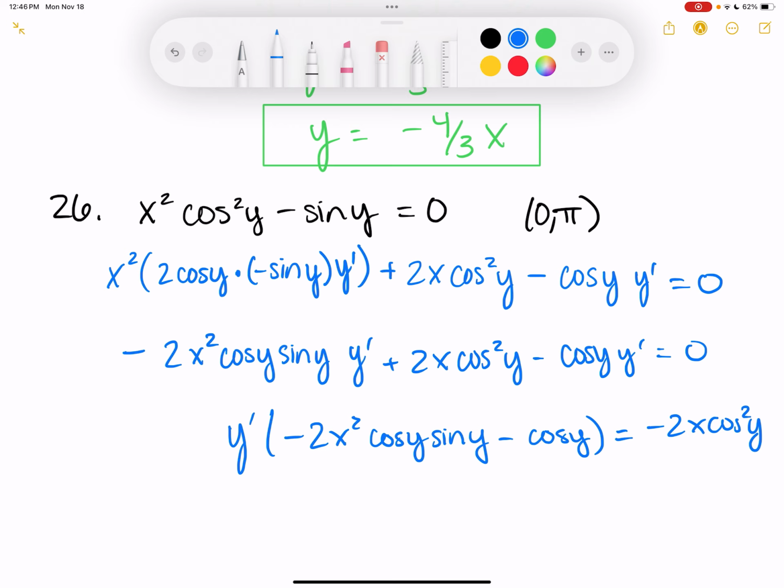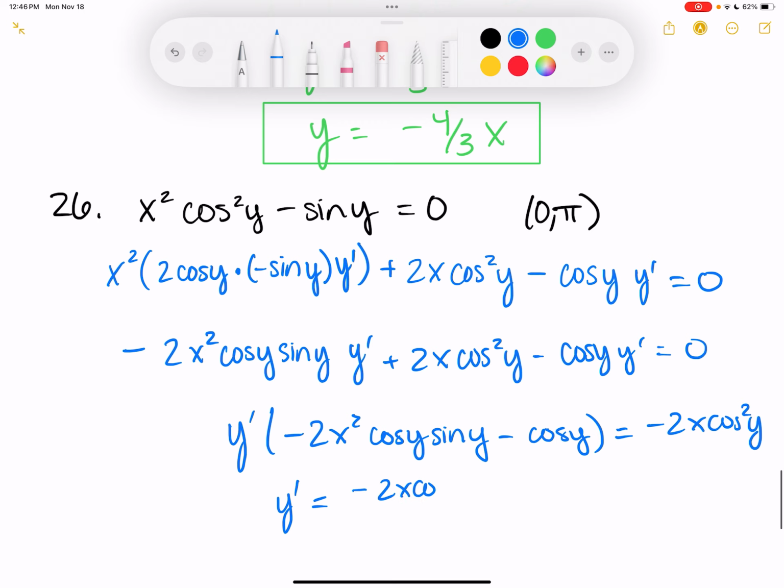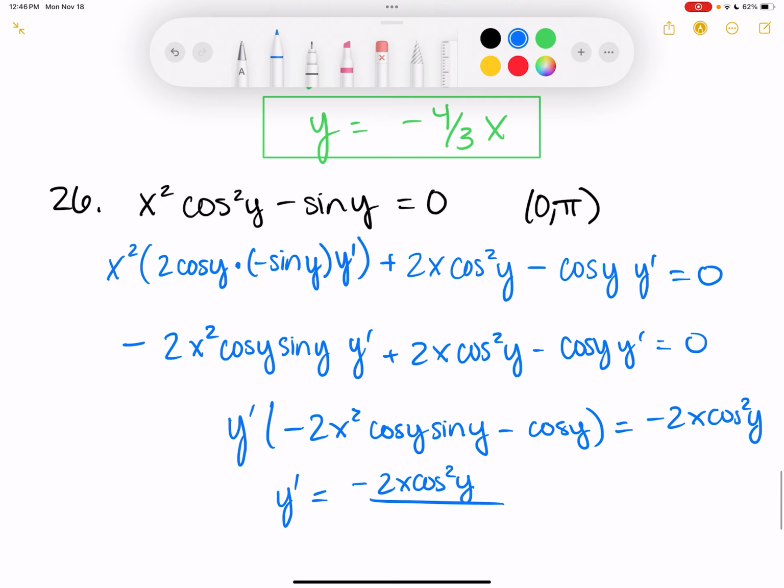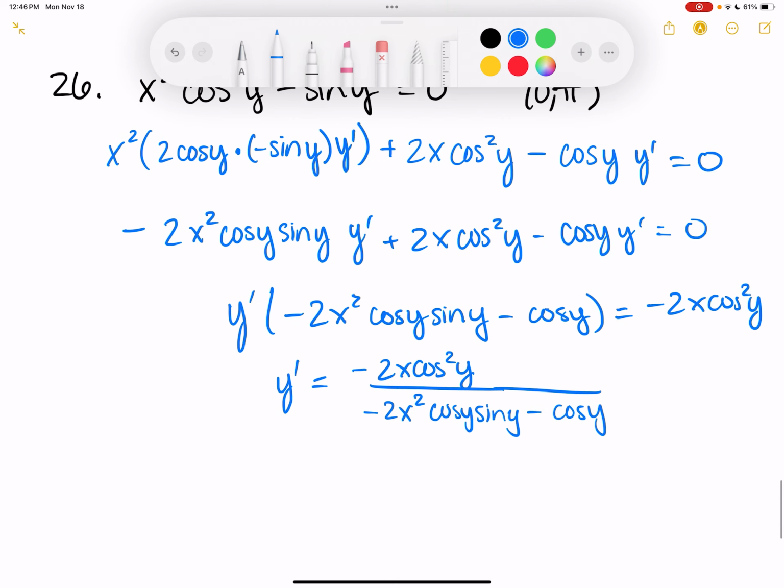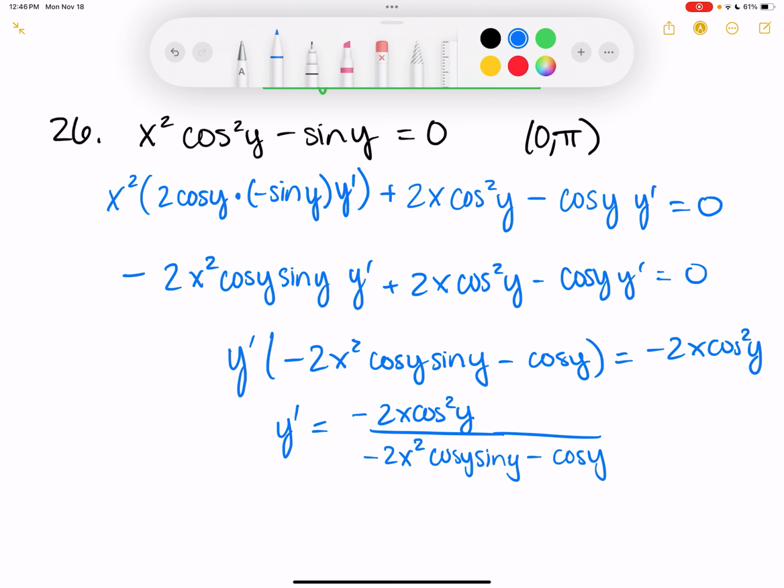And then we need to divide. So y prime equals negative 2x cosine squared y over negative 2x squared cosine y sine y minus cosine y. Now, anyone notice anything that I can do to make life easier? You can cancel a negative, but we're going to get there in a second. What else can I do? What does every piece have in it?